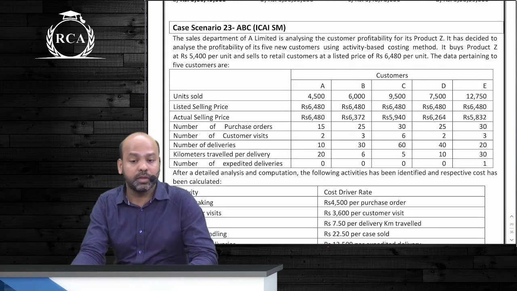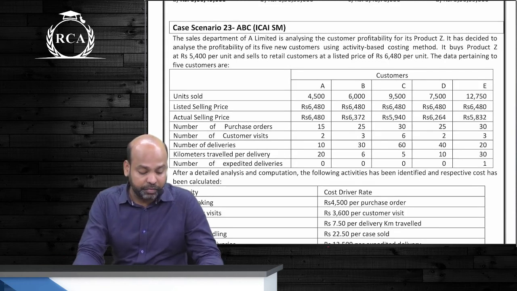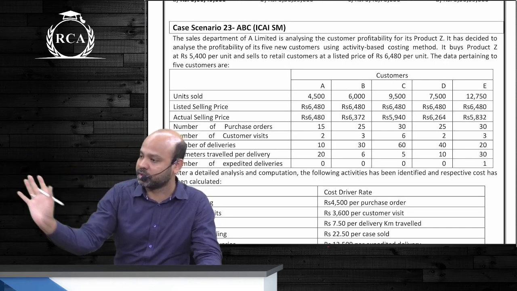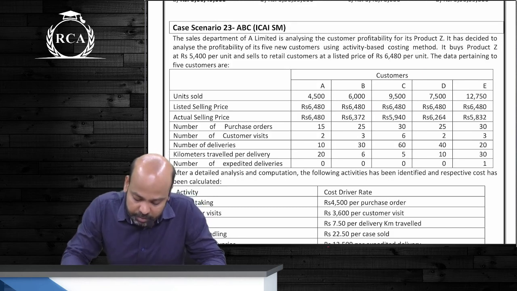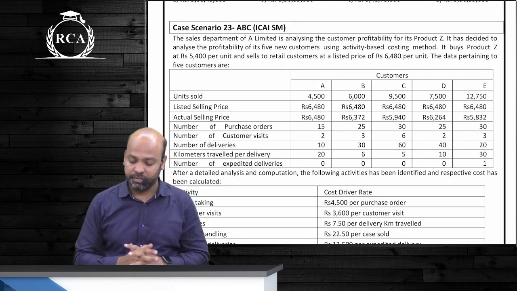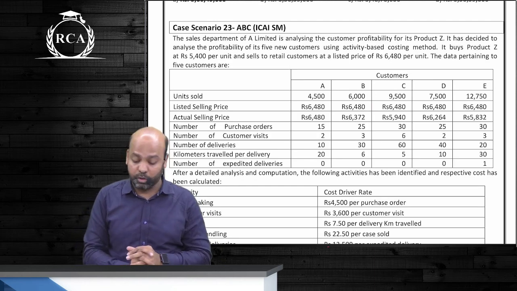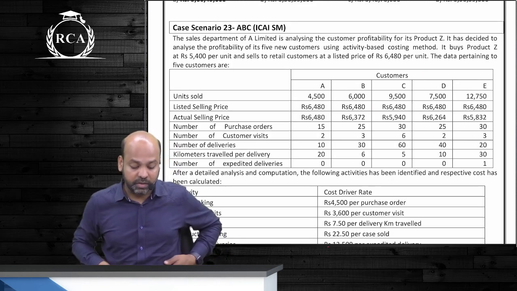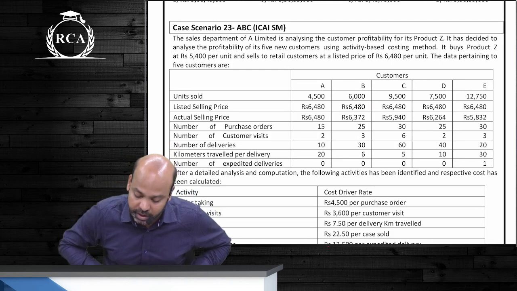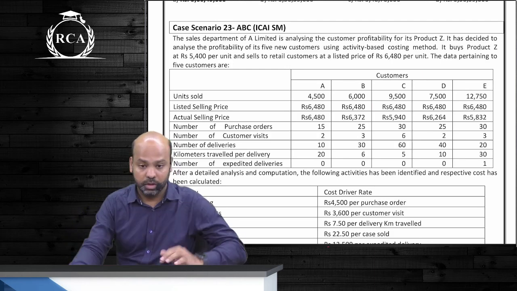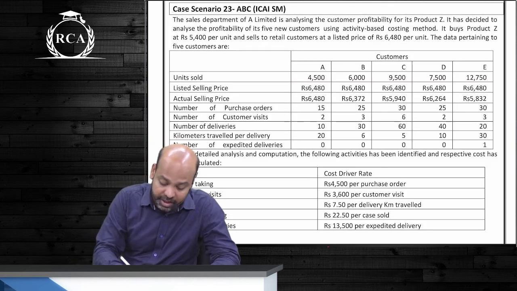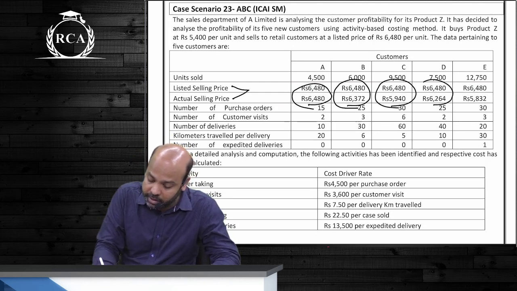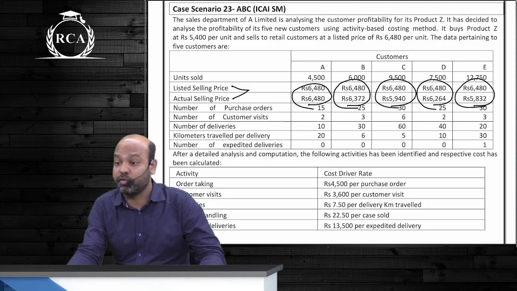23rd question, guys. The sales department of A Limited. ये भी नहीं करने वाला हूँ बेटा मैं, I'm only discussing because we did the exact same question with different numbers in the class. The sales department of A Limited is analyzing the customer profitability for its product Z. It has decided to analyze the profitability of its 5 new customers using ABC. It buys product Z at 5,400 per unit and sells to retail customers at a listed price of 6,480. That is listed selling price. There's a difference between listed selling price and actual selling price, and that will be the amount of discount. Usually discount varies with quantities.